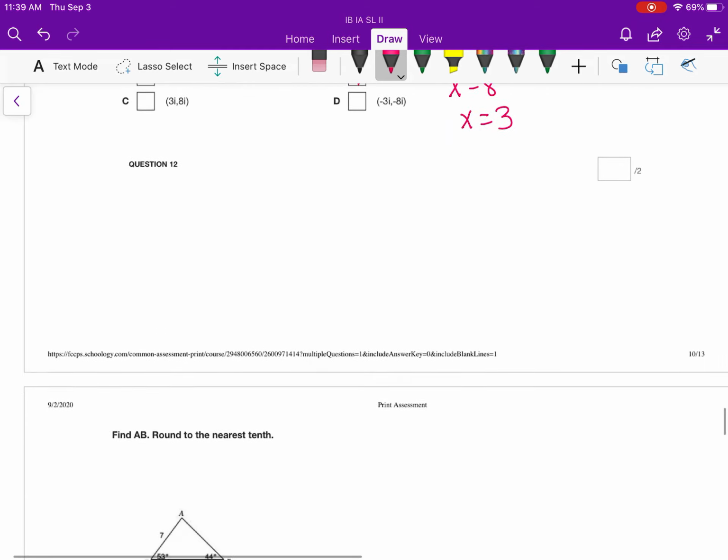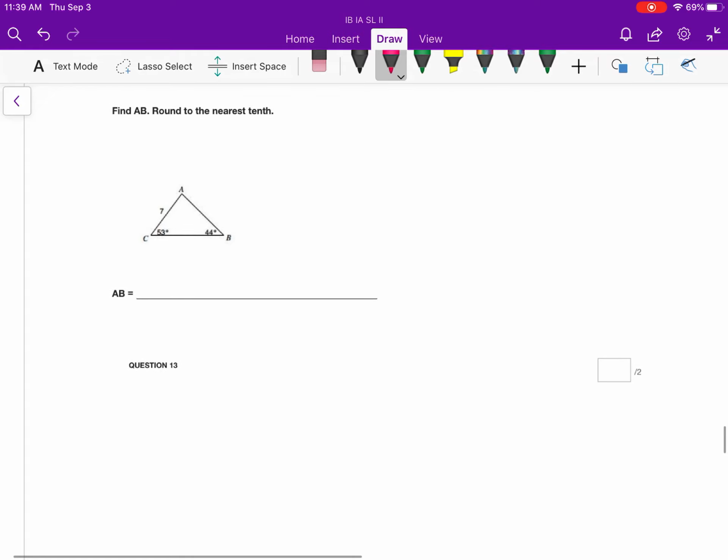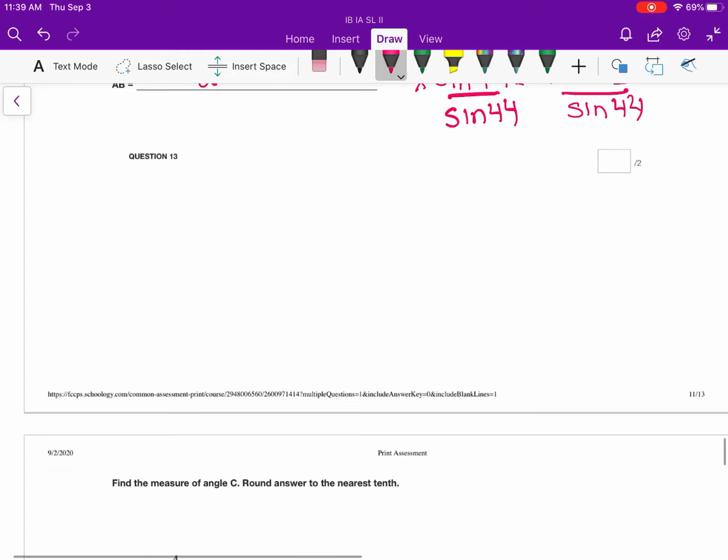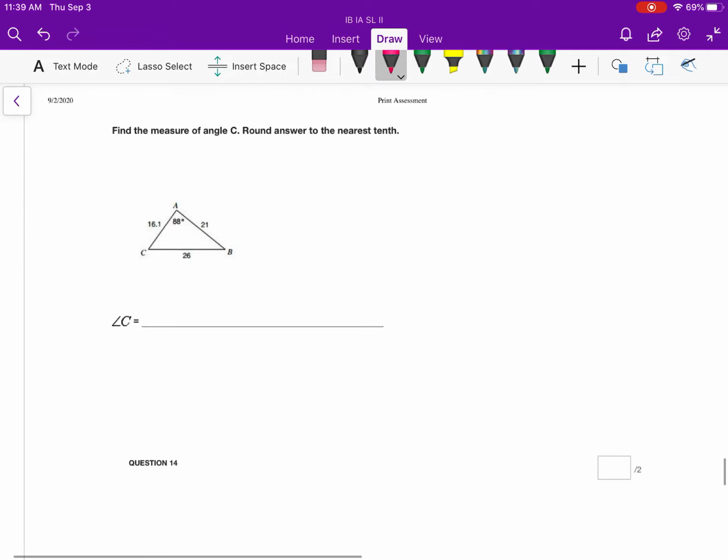Okay. The last two were law of sines and law of cosines. So make sure in this one we just want to find AB. So we could say sine of 53 over x equals sine of 44 over 7. It's the angle and the opposite side. So cross multiply: x sine of 44 equals 7 sine 53. Solve and x equals 8.0. All right, so just divide both sides by sine of 44. You should get 8.